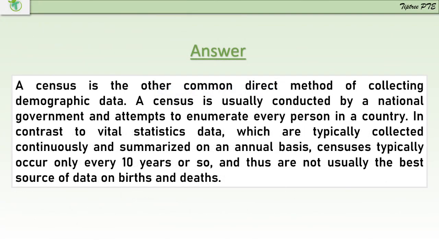A census is the other common direct method of collecting demographic data. A census is usually conducted by a national government and attempts to enumerate every person in a country. In contrast to vital statistics data, which are typically collected continuously and summarized on an annual basis, censuses typically occur only every 10 years or so, and thus are not usually the best source of data on births and deaths.